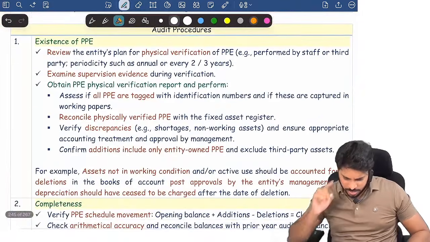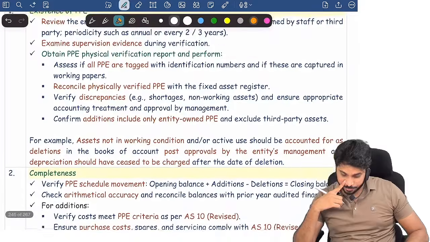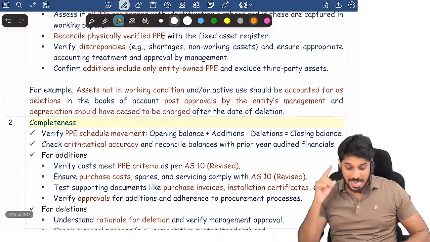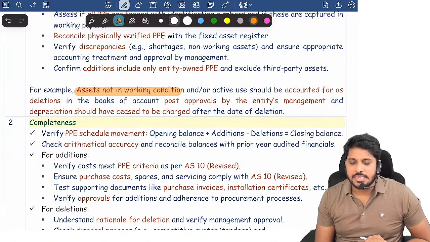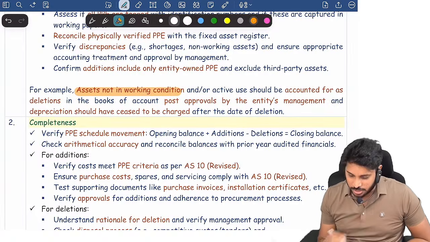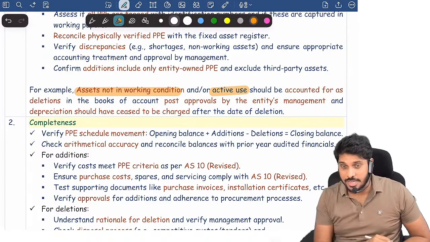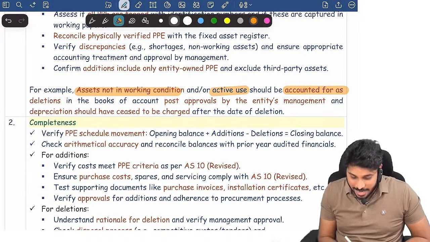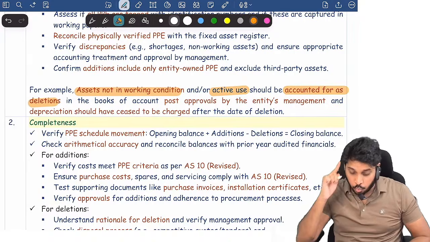Correct? Now here there is one important point I wanted to discuss, guys. Look at assets which are not in working condition. If an asset, PPE, is not in working condition, or the organization is not actively using it, it will be accounted as a deletion. You should remove it as a deletion only.